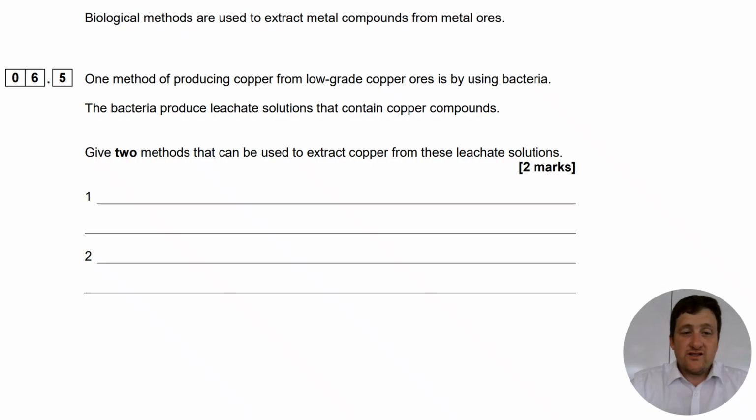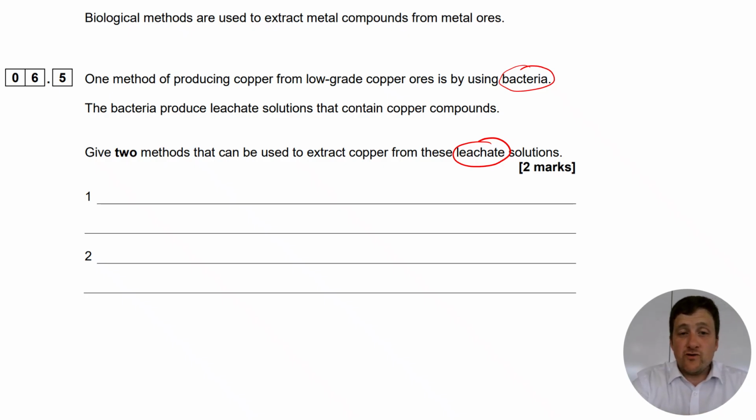Okay, give two methods that can be used to extract copper from these leachate solutions. Now, this is interesting because we're doing bacteria this time. So there are two methods you need to know, phytomining and bioleaching. I always remember bioleaching because it makes leachate, and that's bioleaching is bacteria making leachate. That's how I remember all those words linked together.